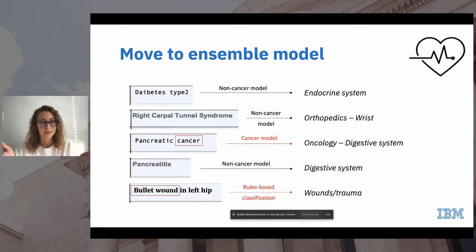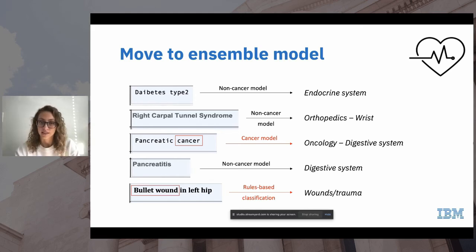So back to these examples, if we see it in practice, for the first 2, it didn't really change much. We had diabetes and carpal tunnel. They aren't picked up by any of the rules, and neither of them have anything to do with cancer. So they're just classified by the non-cancer model.